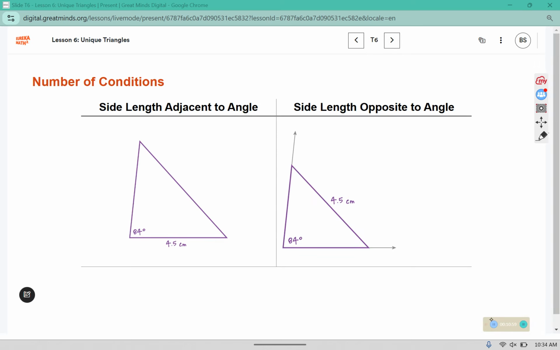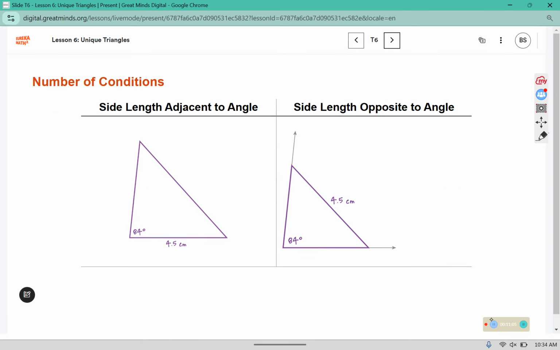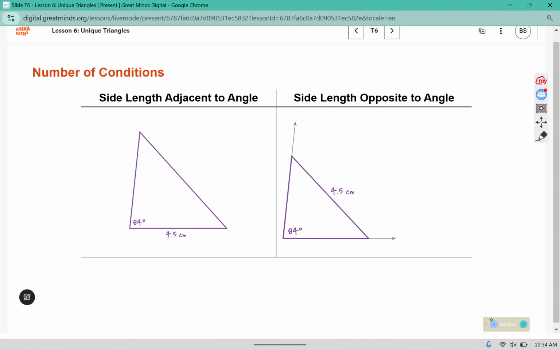So here we see that they've used that same criteria of 4.5 centimeters and 84 degrees. This says that the side length is adjacent to the angle, meaning next to. So here's the side length and here's the angle, and they're next to each other. And this one shows the side length is opposite or across from the angle. Something that's similar about them is they use the same measurements, but they are not the same triangle.